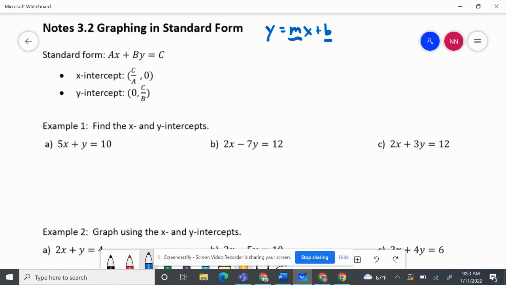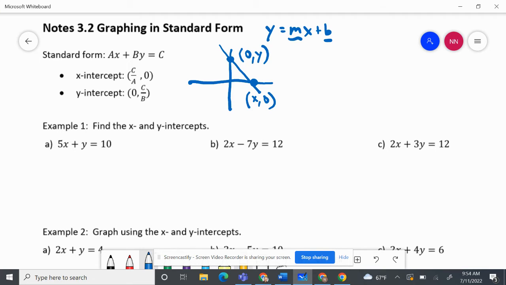And the easiest way to graph standard form is using the intercepts, our x-intercept and our y-intercept. Now, our x-intercept always is on the x-axis, and our y-intercept is always on the y-axis. So what we're going to be doing is finding our x and y-intercepts, and we're just going to draw a straight line through it. Our x-intercept is always an x value and then 0 for y. And our y-intercept is always a 0 for x, and then what we have is our y value.